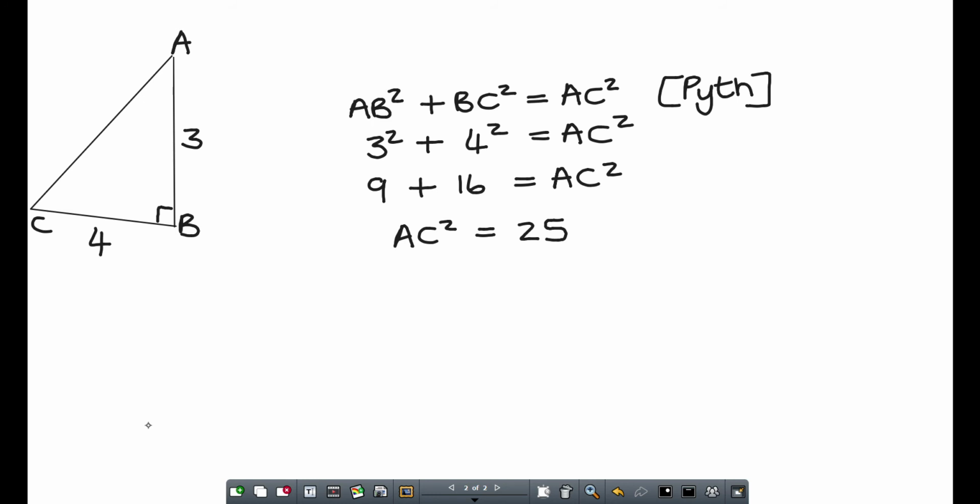Now, would the length of that side be 25? No. Why? Because there's a square. How do I get rid of the square? Because I only want to know how much AC is. So I'm going to get the square root. So AC will be equal to the square root of 25, meaning AC will be 5. And because it wasn't stated that it's millimeters or centimeters, I'm just going to say units.